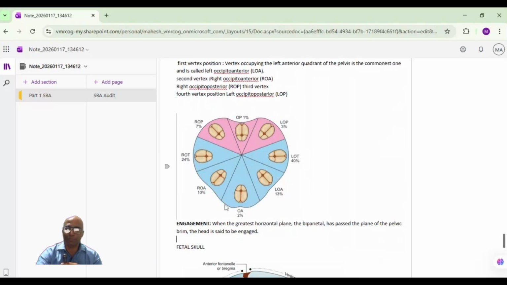Okay, that is the fourth position. Then coming to the engagement, when the greatest horizontal plane, that is the biparietal, has passed the plane of the pelvic brim, the head is said to be engaged. This is what we know.